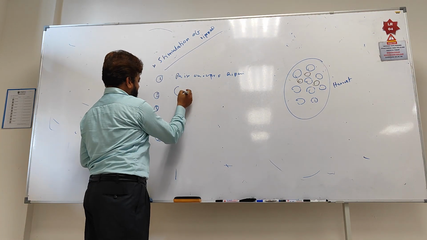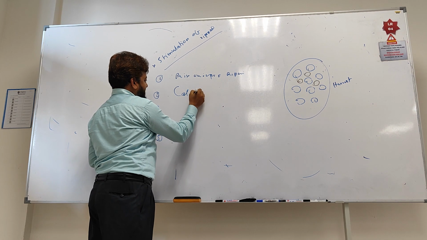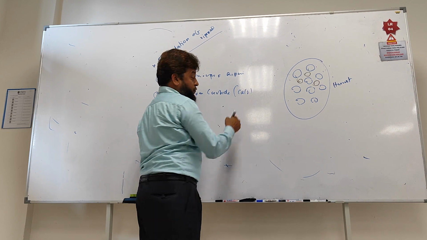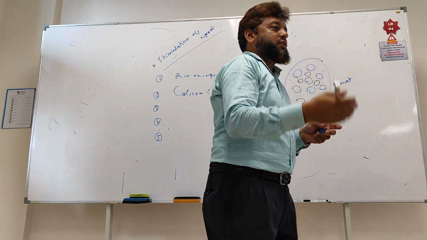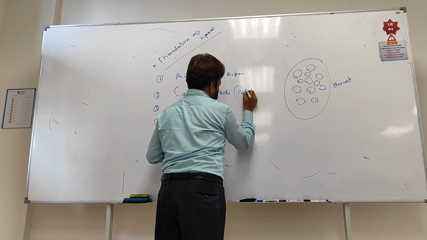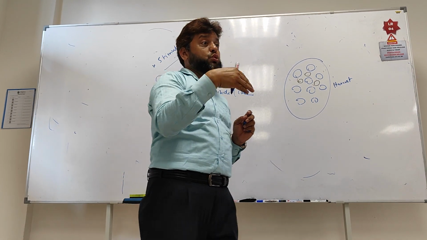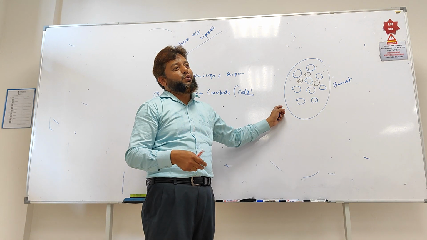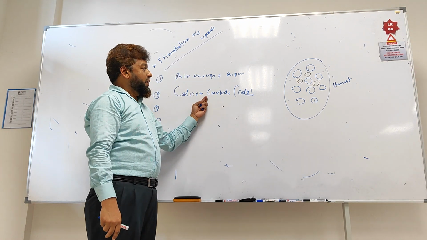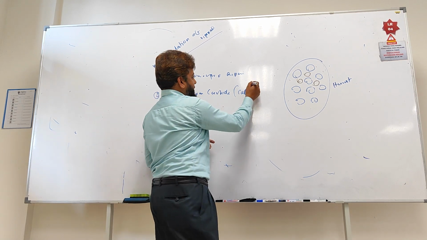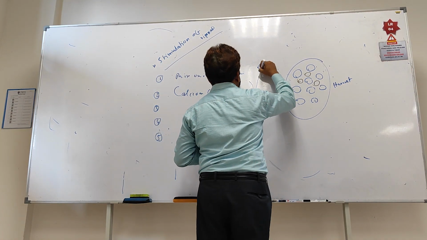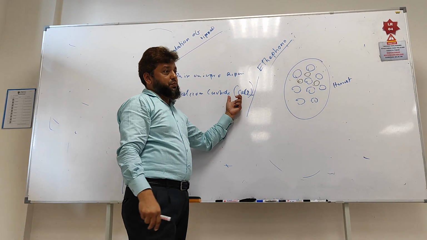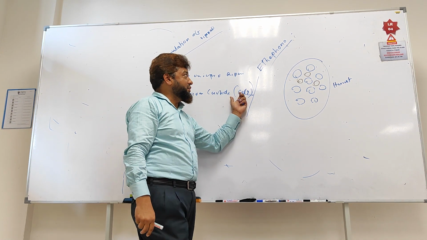Or maybe we can apply calcium carbide, CaC2. This one is not good for our health. If you apply CaC2, calcium carbide, to your unripe fruit, within 1 day all the fruit will be ripened. Or maybe you can apply ethephon. I'm not sure of the spelling. So you can apply calcium carbide or maybe ethephon.